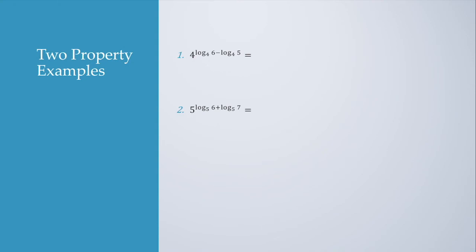If I have 4 to the log base 4 of 6 minus log base 4 of 5, that means I have 4 to the log base 4 of 6 over 5. And we are going to use the log as an exponent property, which was if I have a to the log base a of r, that's going to equal r to get our answer of 6/5.